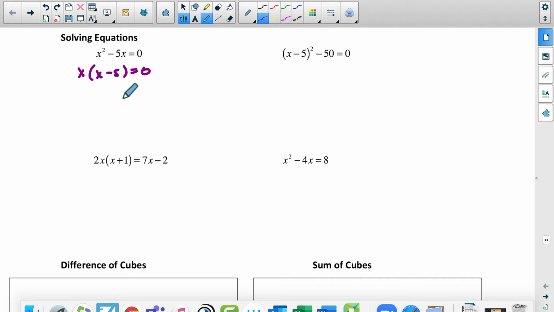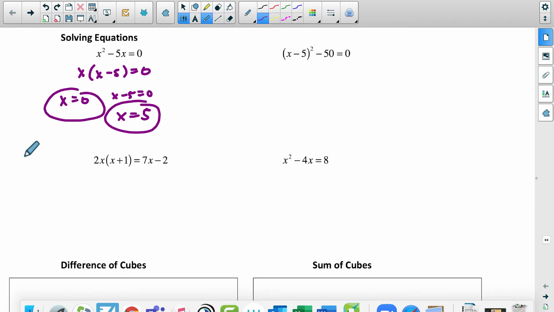Now, you're multiplying two things and it equals 0. Remember the zero product property? It means either this is 0, in other words x is 0, or x minus 5 has to be equal to 0. And if x minus 5 is equal to 0, then x is equal to 5. Those are your two answers in this case.